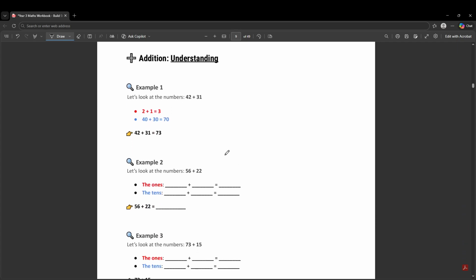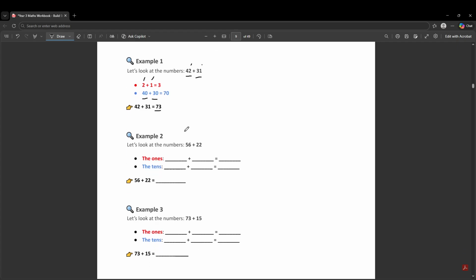Now let's check our understanding for what we've just done. We'll look at the numbers 42 and 31. So here again, we're going to break it down, and I've done it by color, into the ones, the 2 and the 1. And then for the tens value, the 40 and the 30. So we've now got 3 and 70. So when we add these two whole numbers together, our answer is 73.